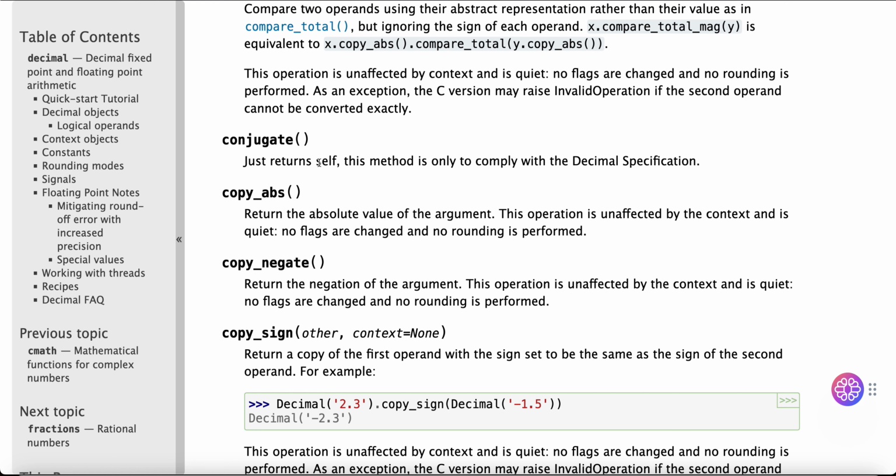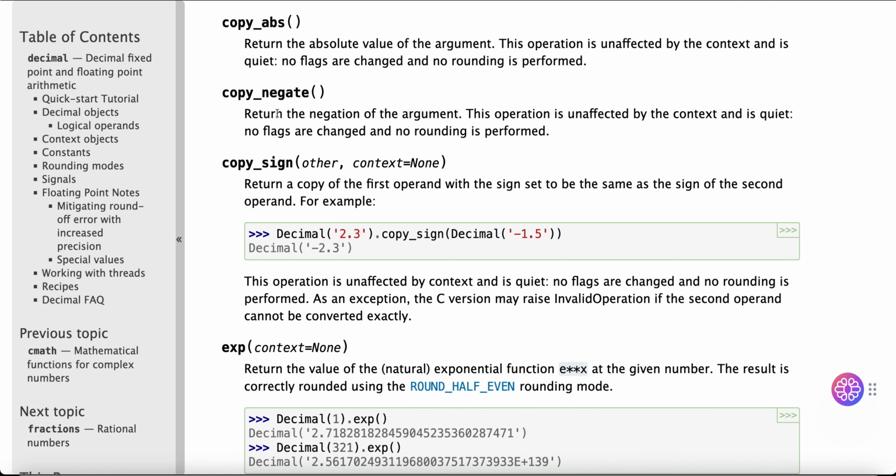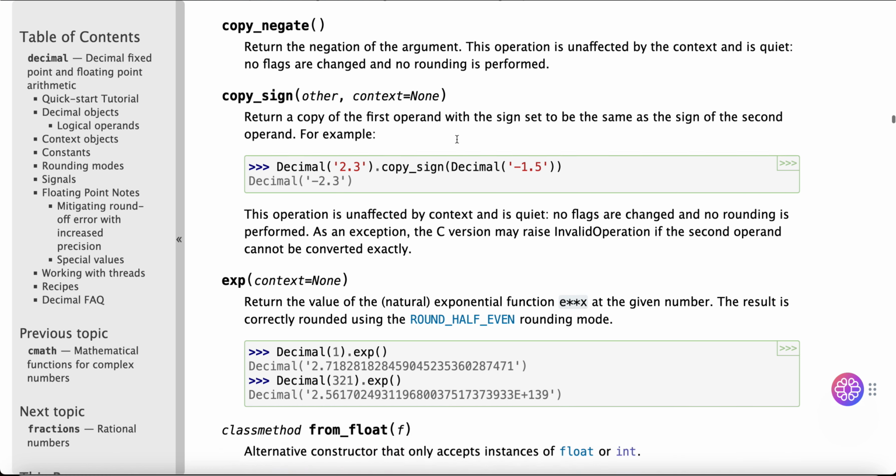Conjugate just returns self. This method is only to comply with the Decimal specification. copy_abs returns the absolute value of the argument. This operation is unaffected by the context and is quiet. No flags are changed and no rounding is performed. copy_negate returns the negation of the argument. This operation is unaffected by the context and is quiet. No flags are changed and no rounding is performed.